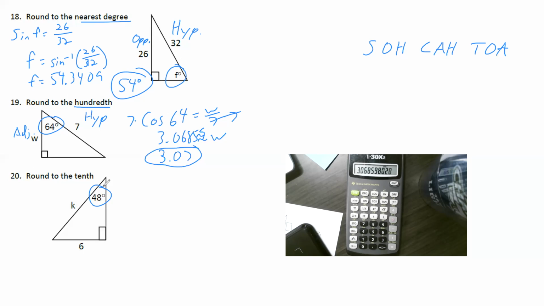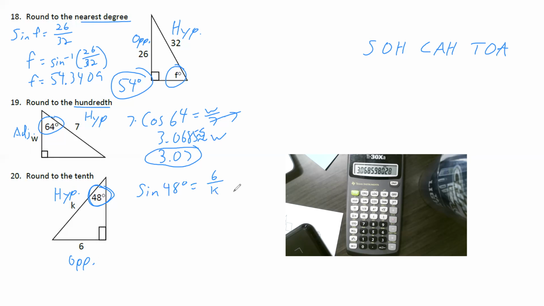On 20, we're using this angle this time. Based on 48, 6 is going to be the opposite side this time. K will be our hypotenuse because that's across from the right angle. Opposite and hypotenuse, that's sine. So we have sine of 48 degrees equals 6 over K.